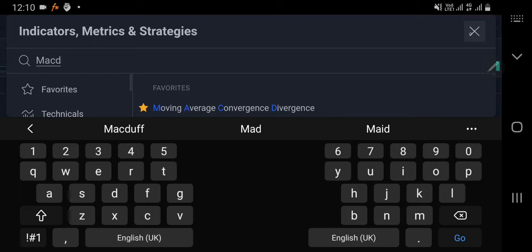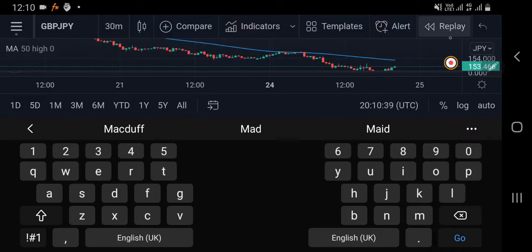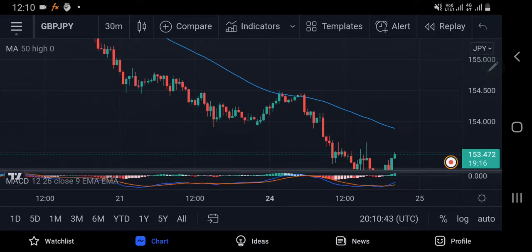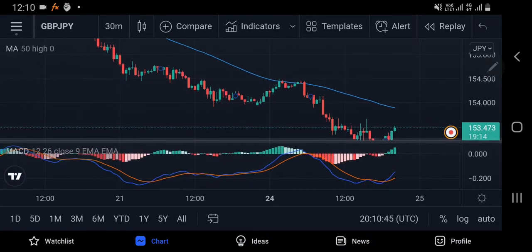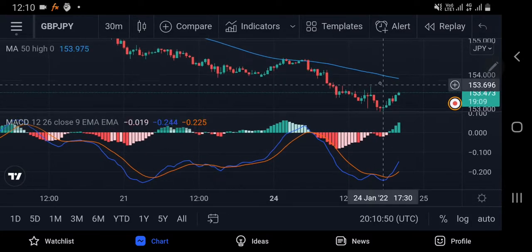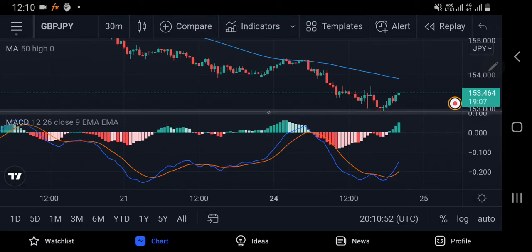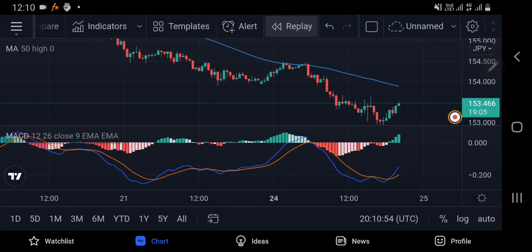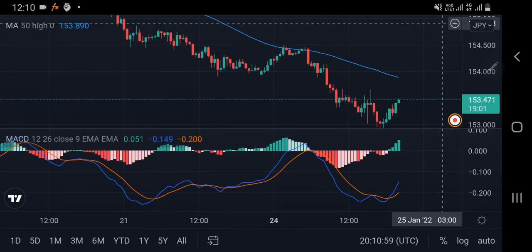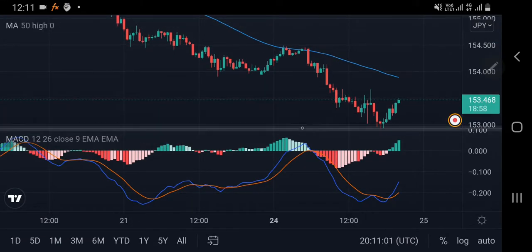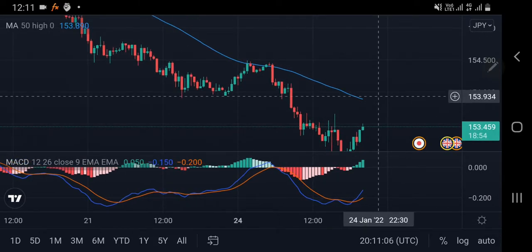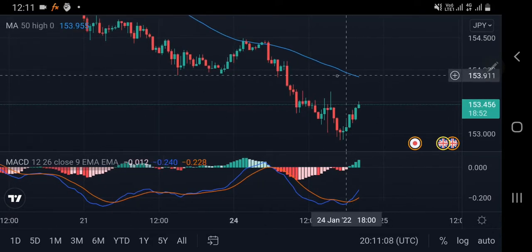So let's bring it onto our chart, which I have already here. There you see the MACD. Here's my MACD and here's my price on the chart. Let me bring it to full screen so you can see very clearly. There it is. Now I hope you can see very clearly.